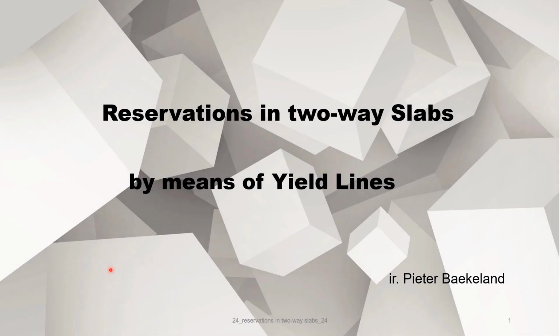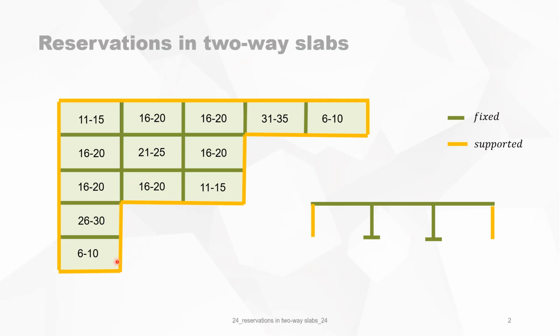Reservations in two-way slabs by means of yield lines. This video will deal with cases 21 to 25, and it's about concrete slabs which have four fixed supports at the end.